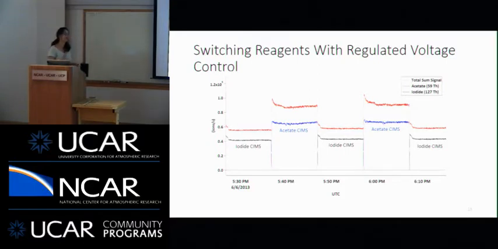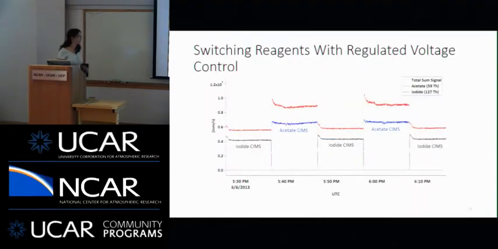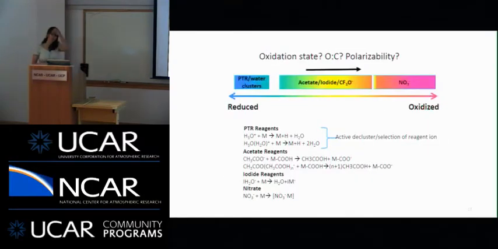So that's our limiter in terms of how fast we can switch, is really how long it takes for our system to have the pressure flatten out. So we have these two types of reagent ions.